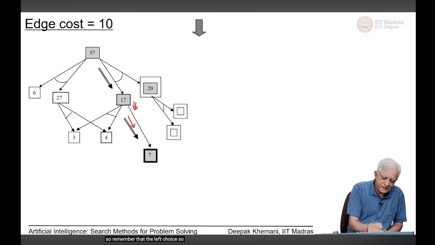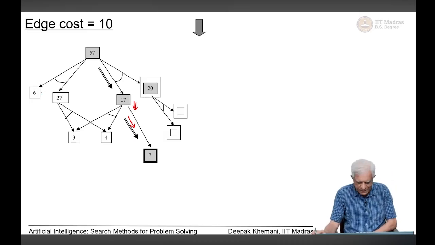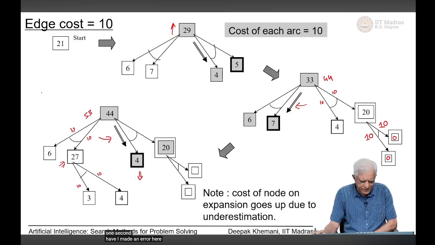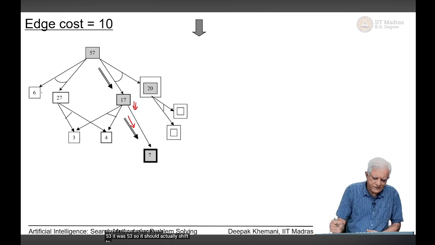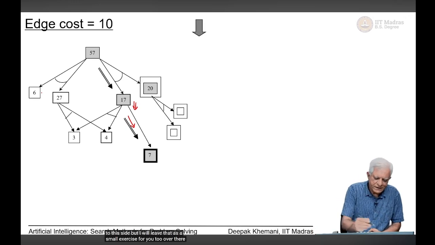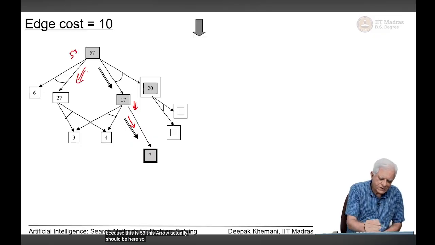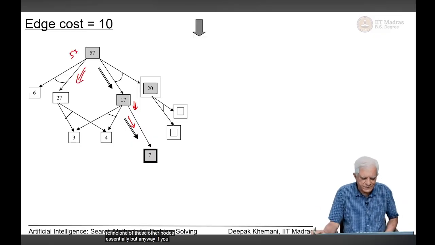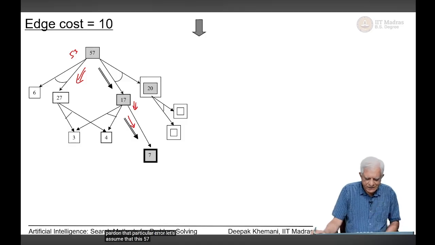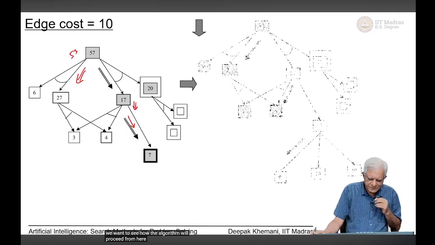So remember that the left choice, this was 27 plus 6 is 53. One sec, have I made an error here? 53, it was 53. So it should actually shift to this side, but I believe that is a small exercise for you to do over there. Because this is 53, this arrow actually should be here. So you should go and find one of these other nodes. But anyway, if you pardon that particular error, let's assume that this 57 is a better choice. We want to see how the algorithm will proceed from here.